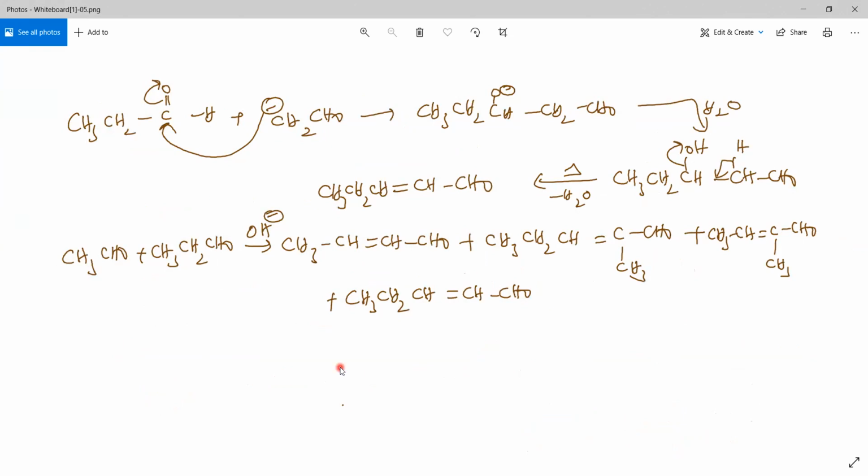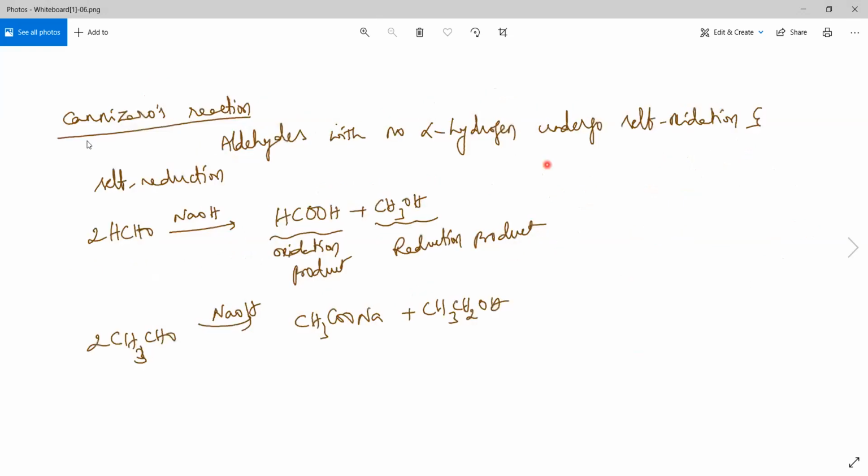See here, total 4 products you can find here. Last step here: CH3CHO and CH3CH2CHO on treatment with a base. So this is the first product, this is second, this is third, and this is the fourth product.